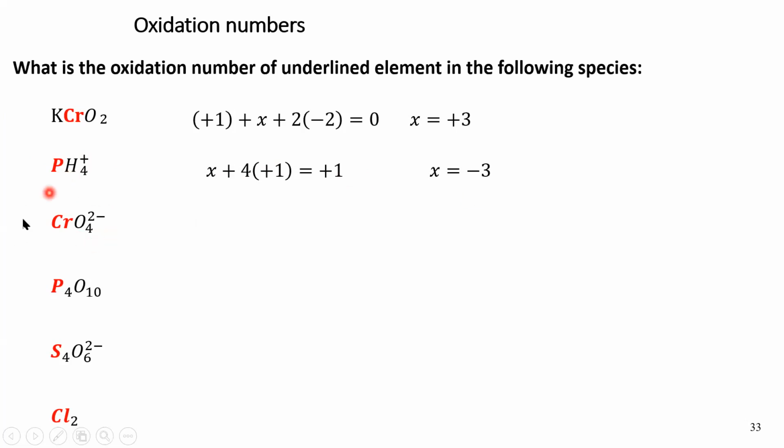So let's look at the next one together. Here's chromium again. It's not always a +3. Let's see if it's +3 in this particular ion. We don't know chromium.